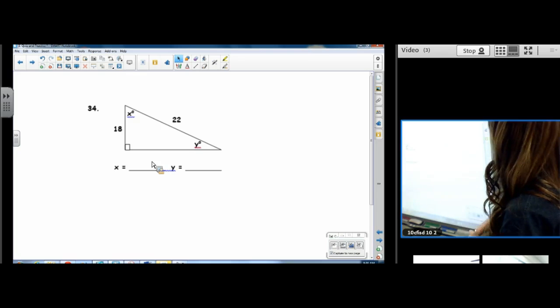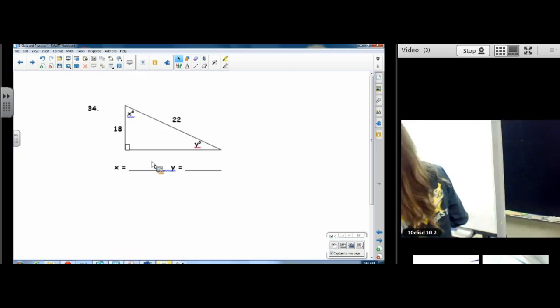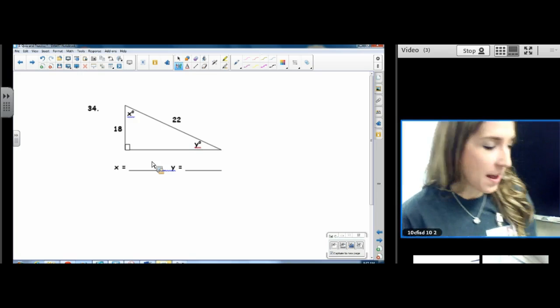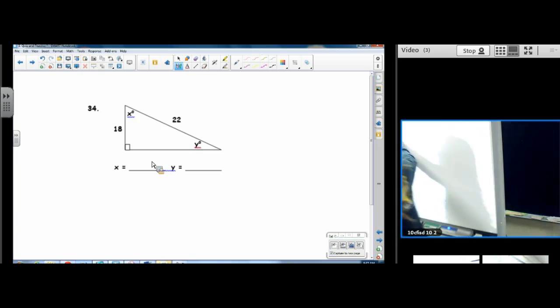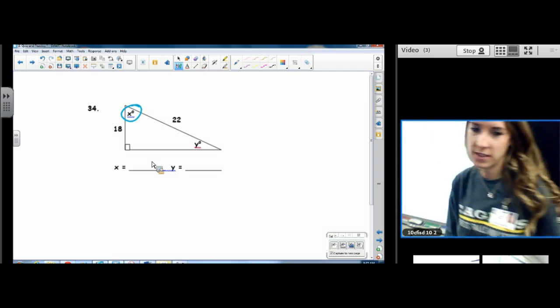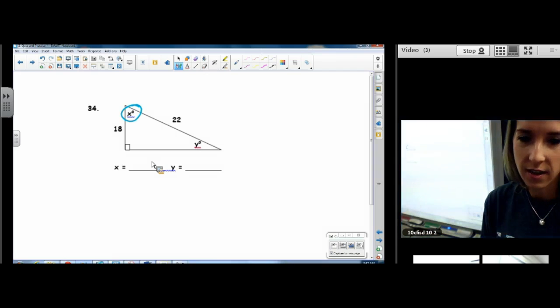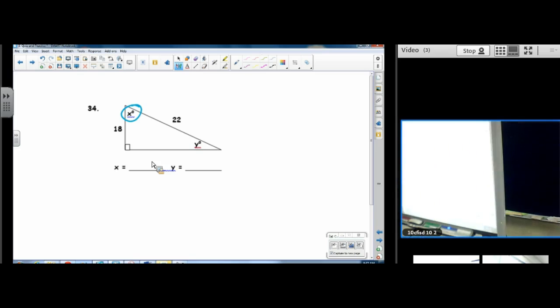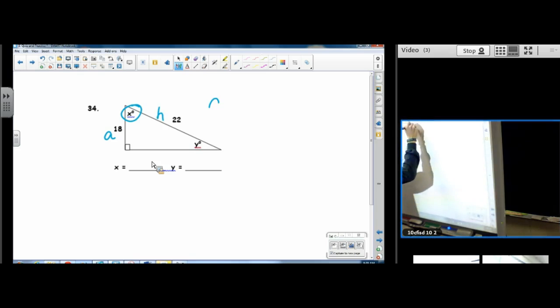Okay. On number 34, you need to first of all pick a variable. Like I said, first you need to pick an angle to work with. Let's solve for x first since it comes first in the alphabet. If I'm looking for x, I'm going to label my sides accordingly. Compared to x, 18 is adjacent. It is next to that angle, and 22 is the hypotenuse of the triangle. So SOHCAHTOA tells me to choose cosine.